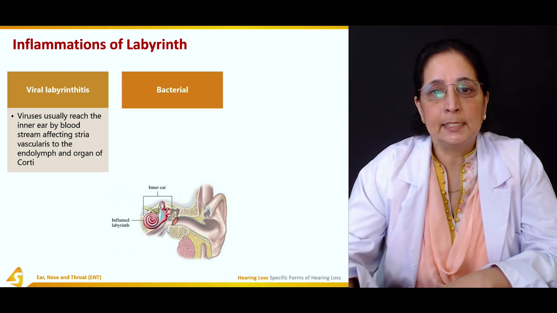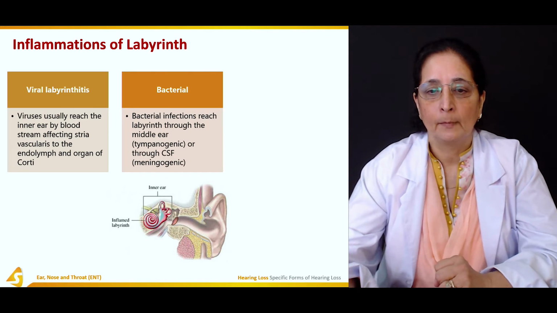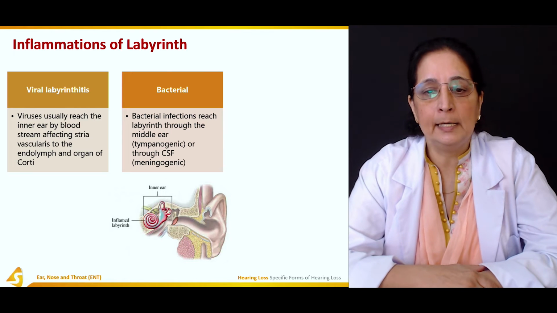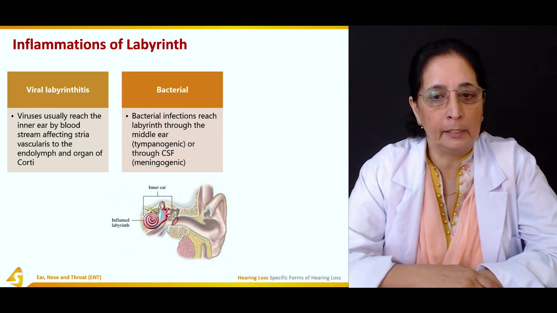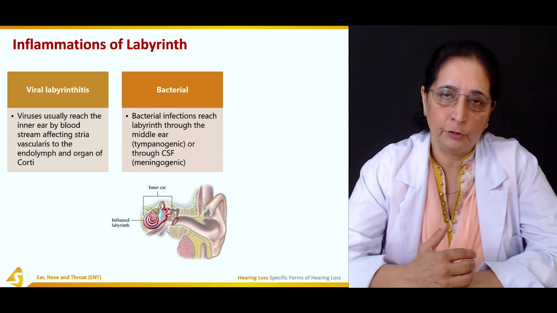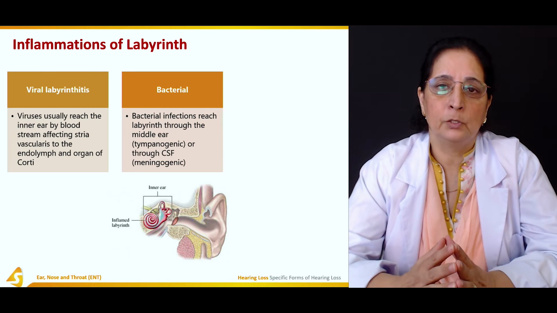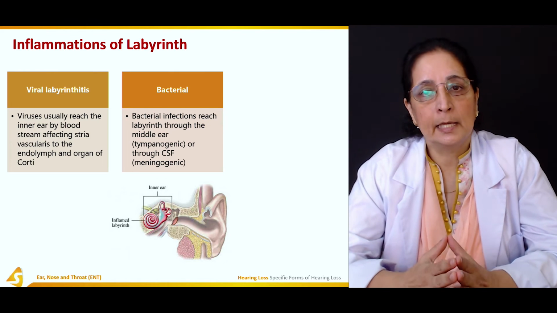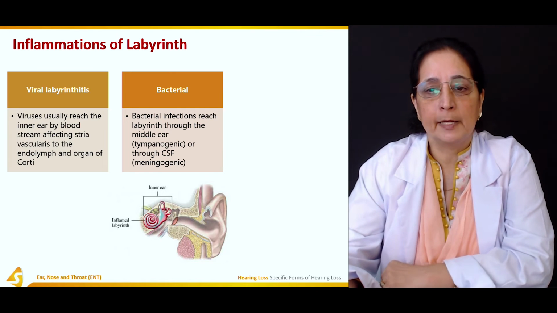Then we have bacterial infections, or bacterial labyrinthitis, and bacterial infections usually reach through the middle ear, which is tympanogenic, or through cerebrospinal fluid, which is meningogenic. So it can be through the middle ear, through the tympanic membrane, and it can come from the brain or meninges by cerebrospinal fluid. So that is bacterial labyrinthitis.